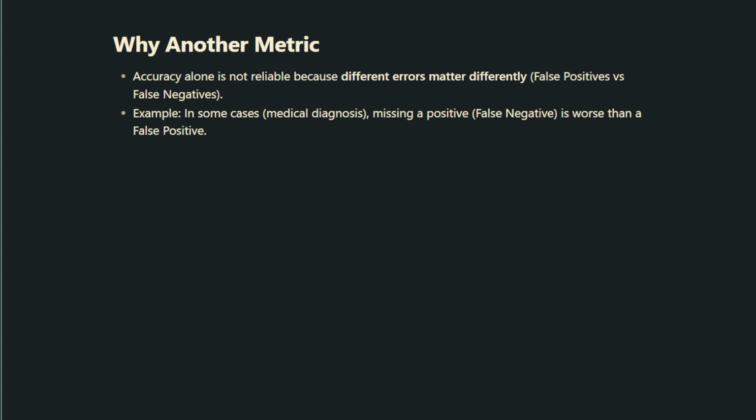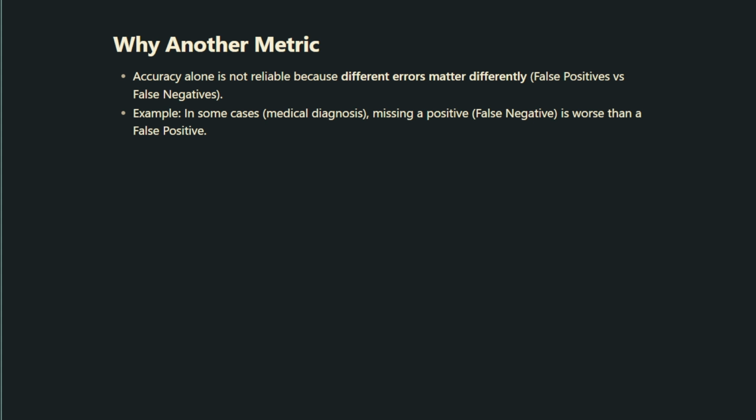Think about it. If there are two types of mistakes a model can make, a false positive where the model predicts something as positive but it's actually negative, and a false negative where the model predicts negative but it was actually positive. Now, in many real world situations, these two mistakes don't have the same consequences.